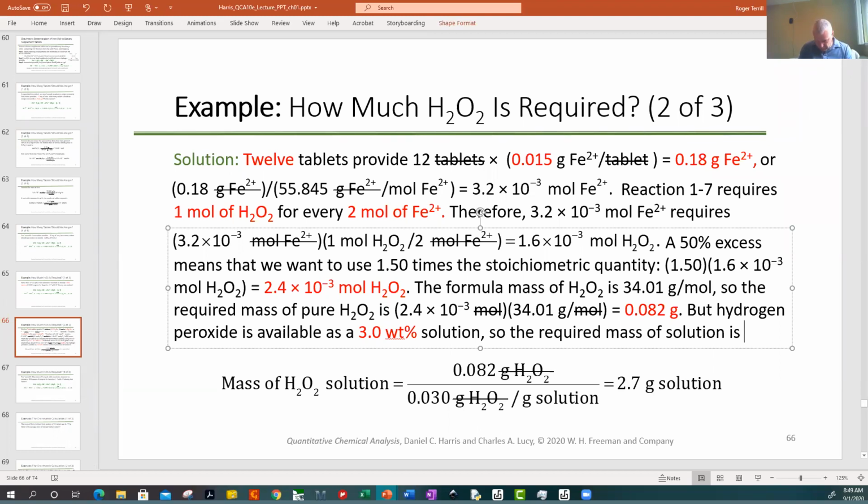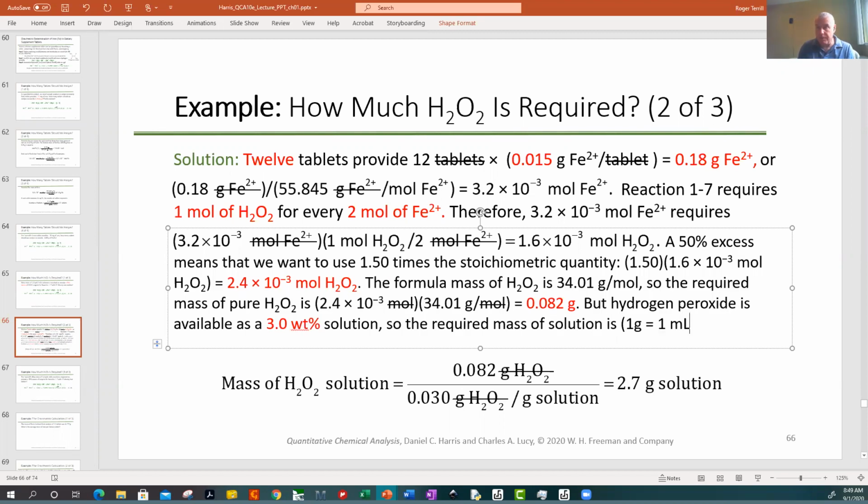So this is going to be 1 gram is equal to 1 mL. It's approximately equal to that. And that's all we need to know here, because this is just computing how much excess. This is an approximation here. 50% excess is another approximation. So basically, this is how you do these problems.